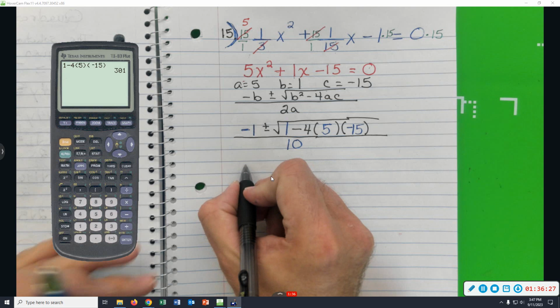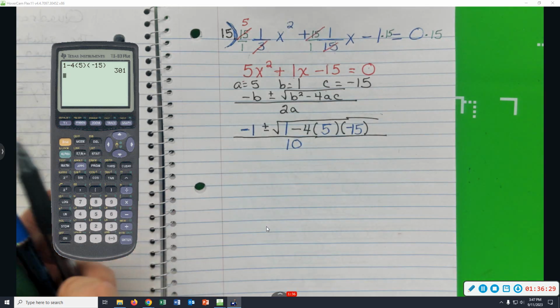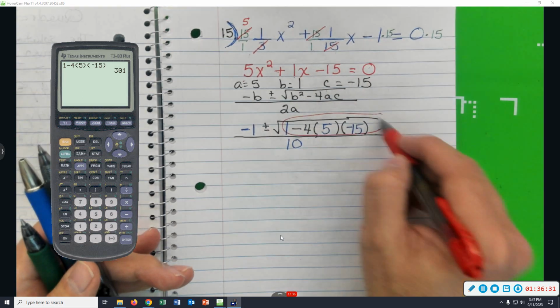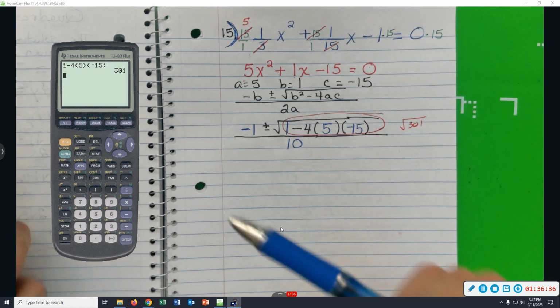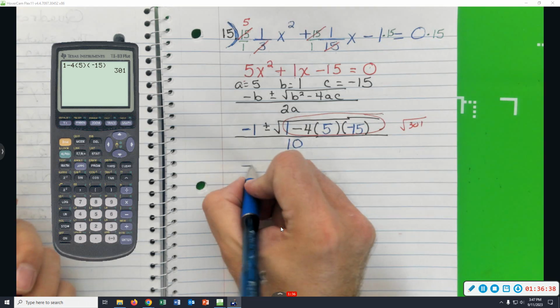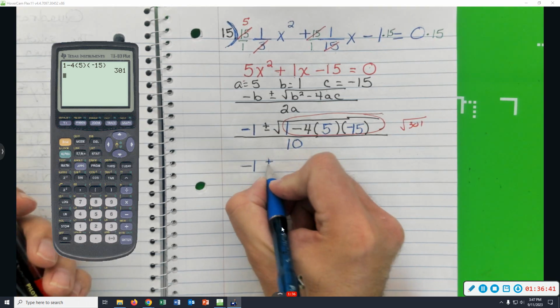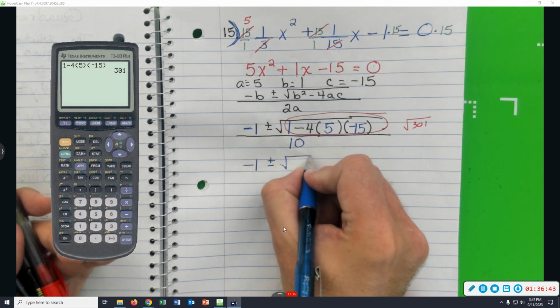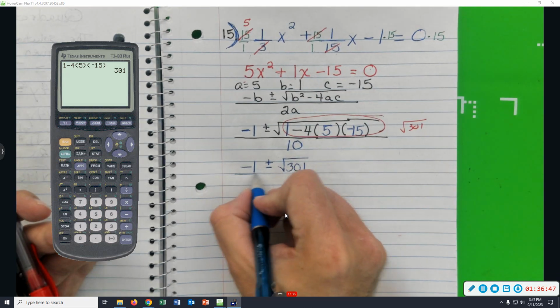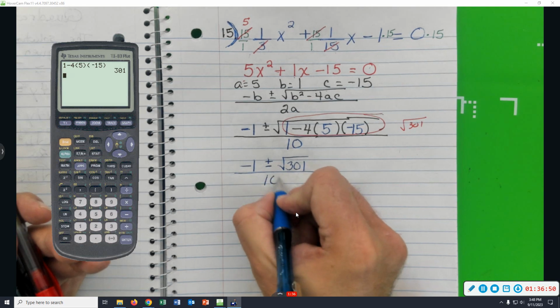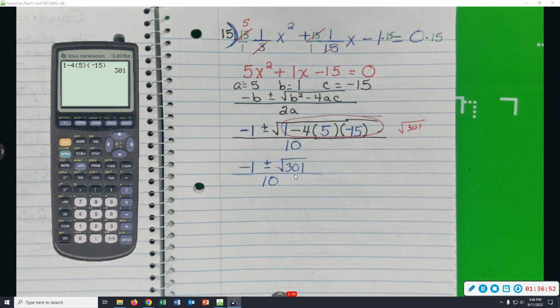So let me write it down, replacing all of this with a square root of 301. So we have negative 1. Are we going to have an i in our answer? No, because the number under the square root is positive. Is the square root of 301 a perfect square? I don't think so. Hit square root of 301 and see what it tells you.